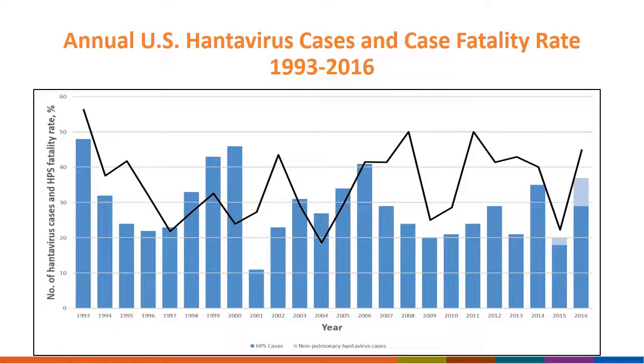The 1993 through 1994 outbreak and the 1997 through 1998 outbreak followed El Niño years. The black line depicts the annual case fatality rate. Although the case fatality rate varies each year, it has been fairly consistent at 36%, except in 1993 when hantavirus was first described.